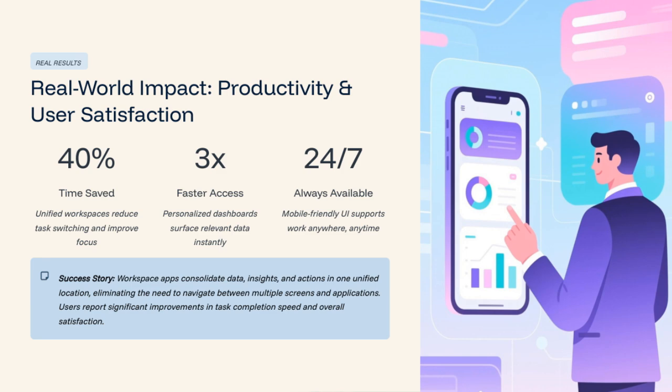And because everything is housed in a unified workspace, it reduces task switching, which means users can stay focused and work more efficiently. Overall, we've seen that these improvements can save around 40% of the time previously spent on repetitive or fragmented tasks. All these enhancements lead to real-world impacts, higher productivity, and greater user satisfaction. It's a clear demonstration of how consolidating tools and optimizing access can truly make a difference in everyday work.